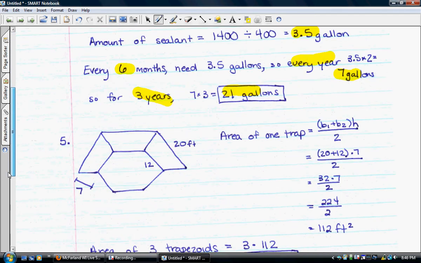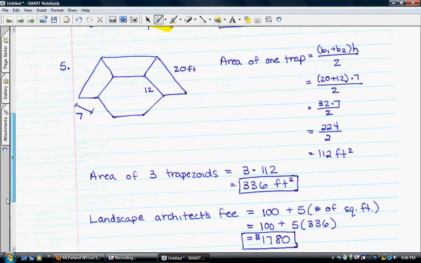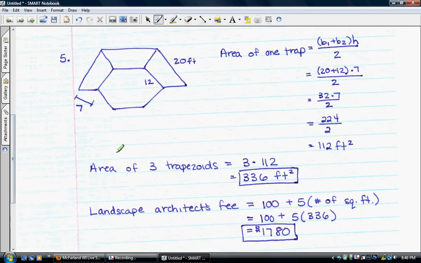Number 5 is talking about some flower beds that are in the shape of trapezoids. What we're going to do is focus on finding the area of one trapezoid first and go from there. The area of one trapezoid is base 1 plus base 2 times the height divided by 2. And when you work that all out, you get that each trapezoid has an area of 112 square feet. Since there are a total of 3 trapezoids, all 3 of them together have an area of 336 square feet.